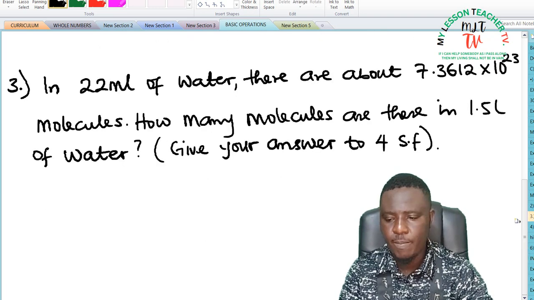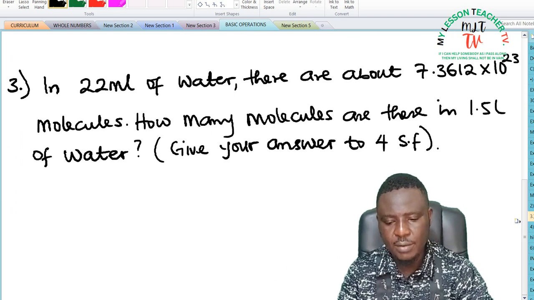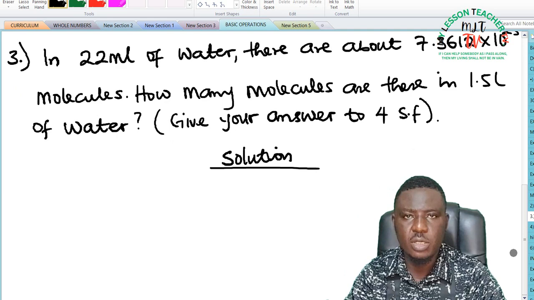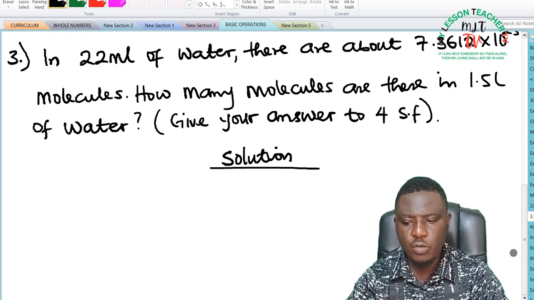In exercise 3, the question reads, in 22 milliliters of water, there are about 7.3612 times 10 raised to the power of 23 molecules. How many molecules are there in 1.5 liters of water? Give your answer to 4 significant figures. In this exercise, you have to understand the question before you will be able to solve it.